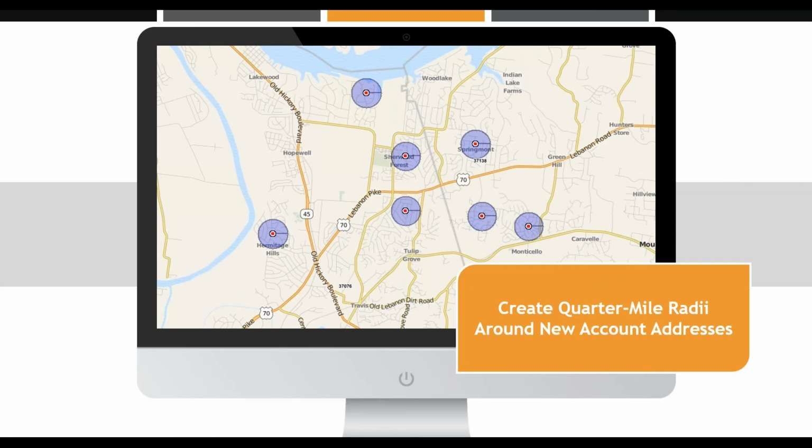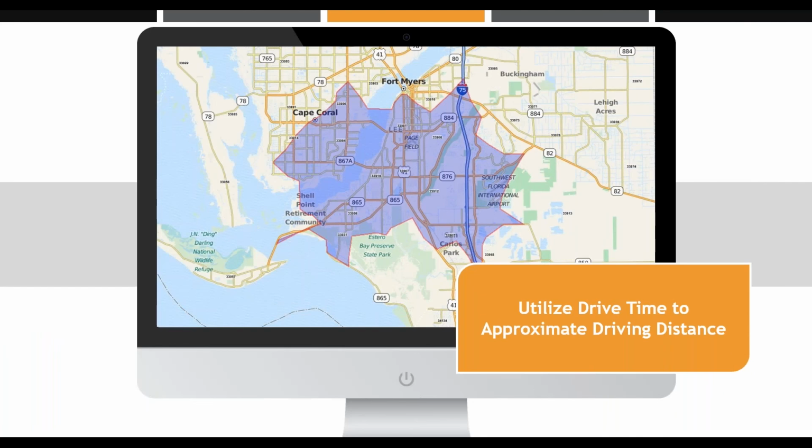This first one is a client of Accudata's that was creating a quarter-mile radius around all of the addresses that they had recently serviced. So this is a great way to get neighbors in the community information on the products or services that you are offering and making it relevant because they may know the person that you're already working with. The next example is going to be a drive time.